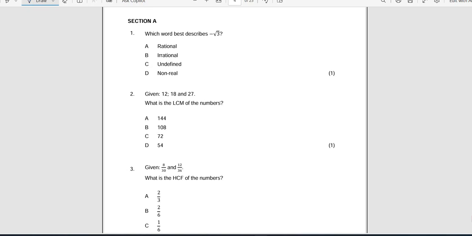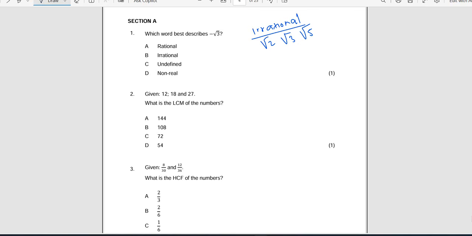Irrational is any number that cannot be written in the form of A over B. For example, the square root of a prime number is irrational. When you punch this on your calculator, it will give you the square root of that number. It cannot be written in the form of A over B; it cannot be a fraction.